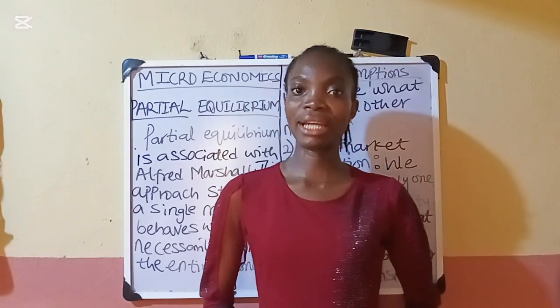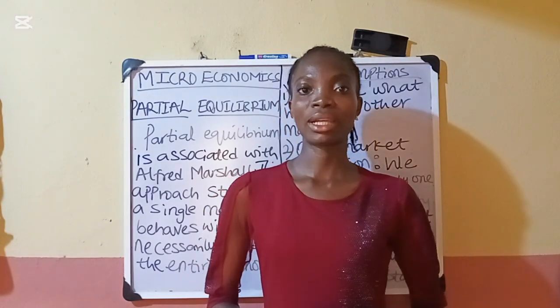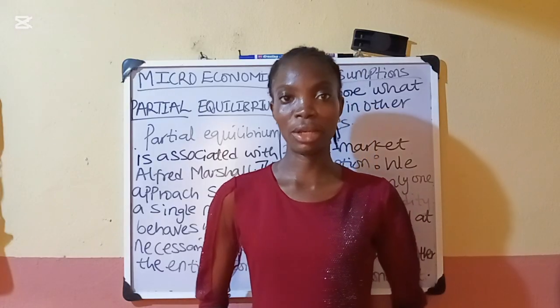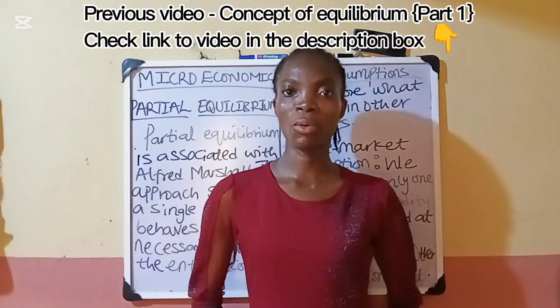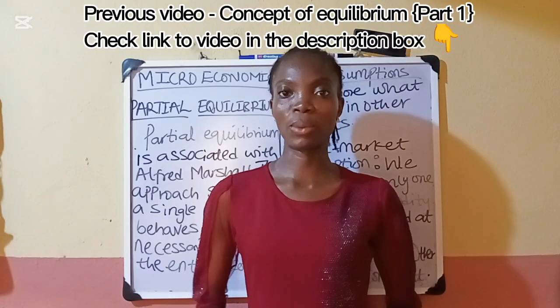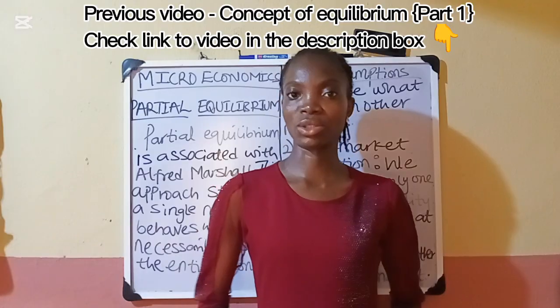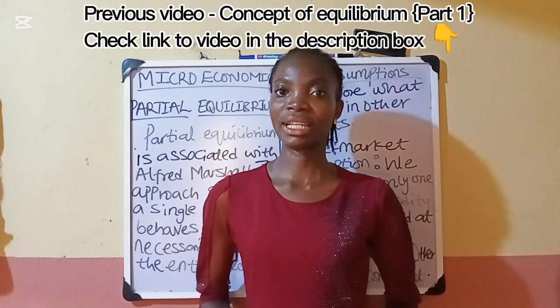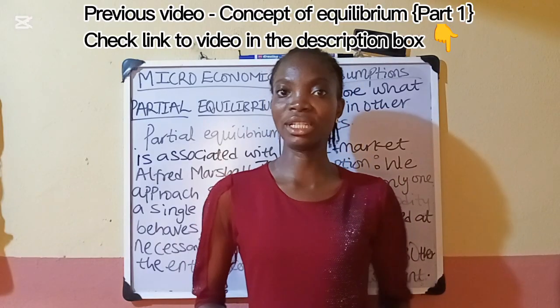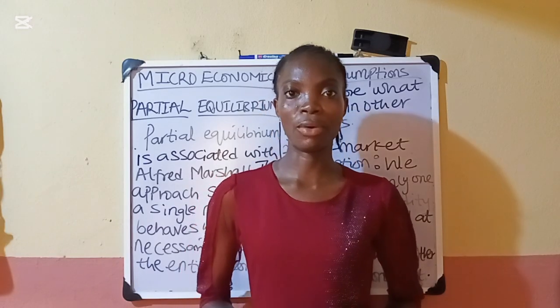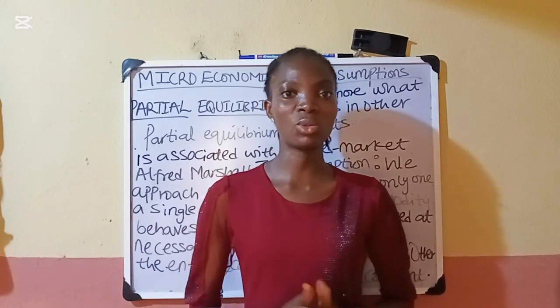Today, we'll be looking at a very important topic under microeconomic theory, and the topic is partial equilibrium. In our previous video, we looked at the concept of equilibrium, we discussed what equilibrium is all about, the key assumptions, and represented it graphically. So in this video, we're going to be looking at one out of the two types of equilibrium and solving a question pertaining to it.